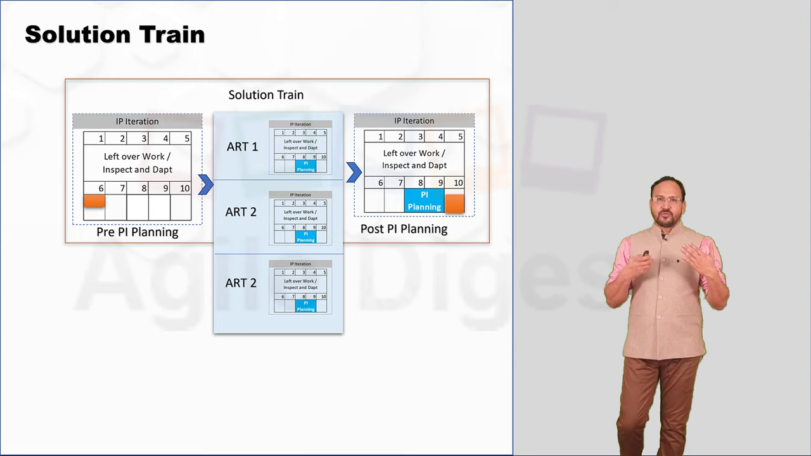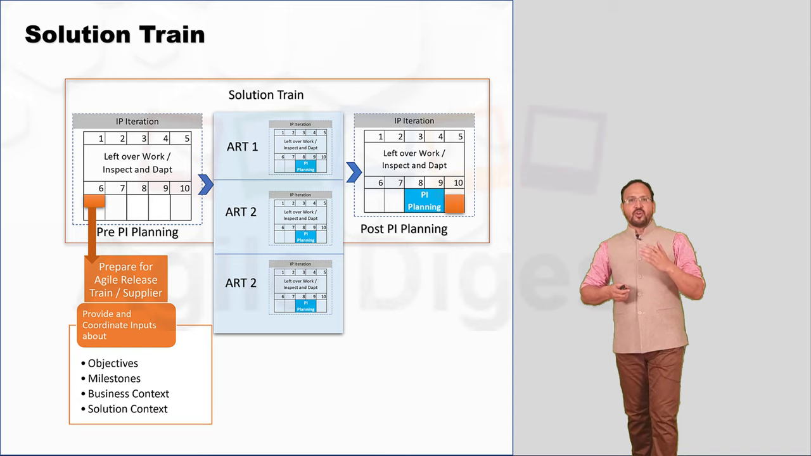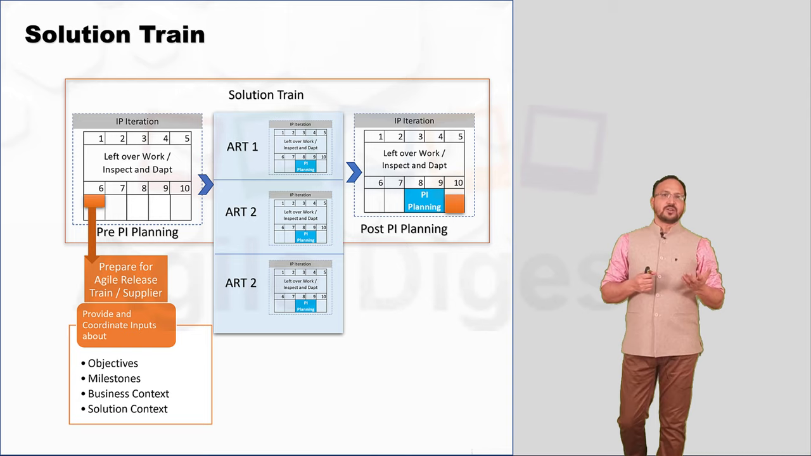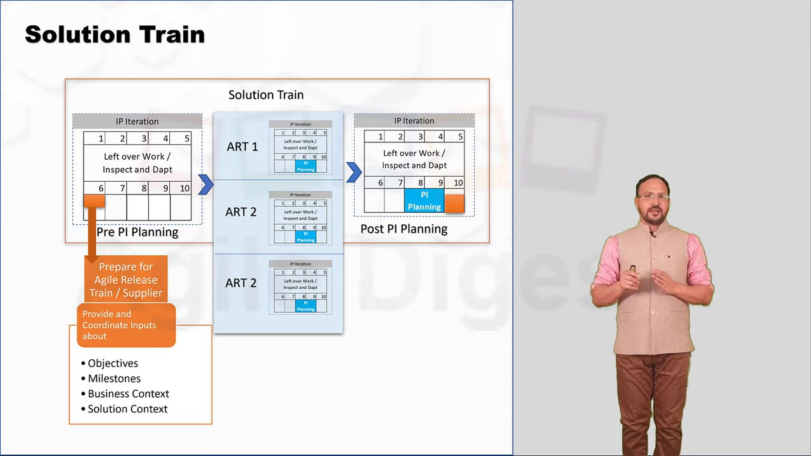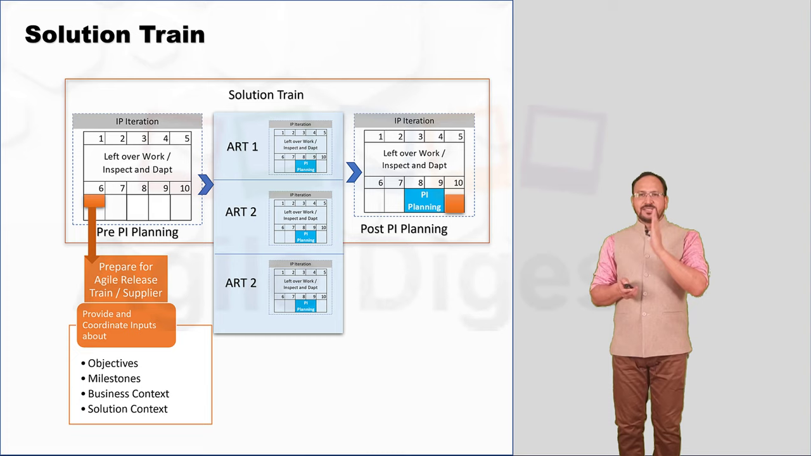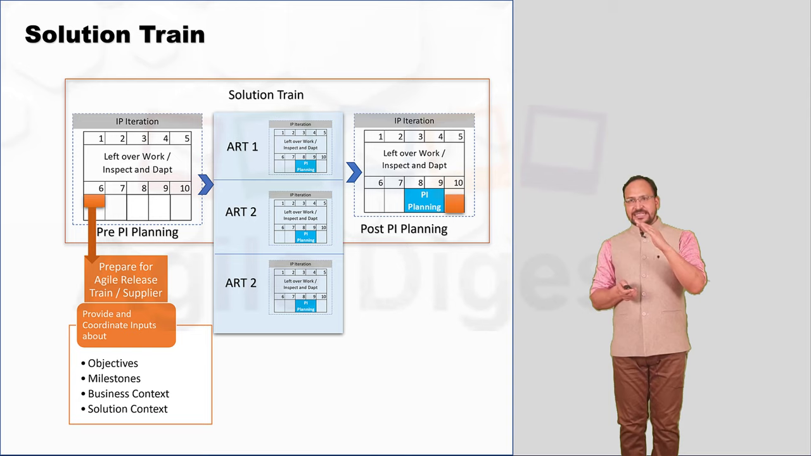Okay, let's try to understand again what we do in the pre-PI planning in the solution train. In the solution train, we prepare for the agile release trains and suppliers, and provide and coordinate inputs about objectives, milestones, business context, and solution context. That you do as pre-PI planning on a solution train. Now, after that, we start on the 8th and 9th day for our actual PI planning at the ART level. Once the ART level PI planning is done, in the second half of day 10, the last day of the IP iteration, we'll do a post-PI planning.